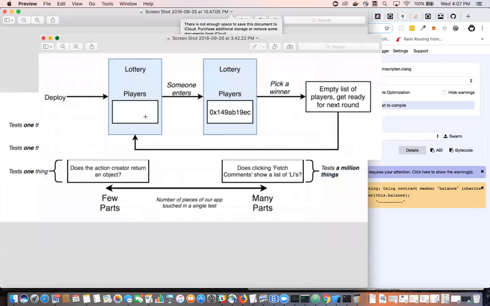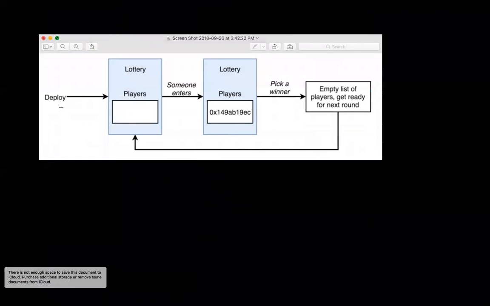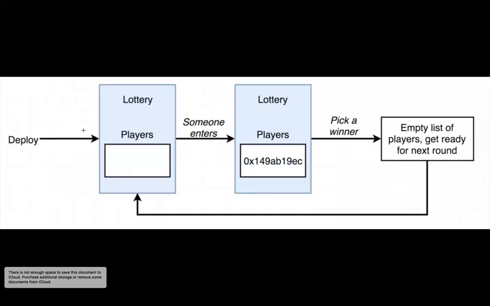Okay, so I'm going to start off over here on the left-hand side where I first deploy a clean copy of my contract. When my contract is created, I have an empty players array, no addresses inside it whatsoever. I can then imagine that one or two people might enter the contract or the lottery, and I might add their addresses to the players array.